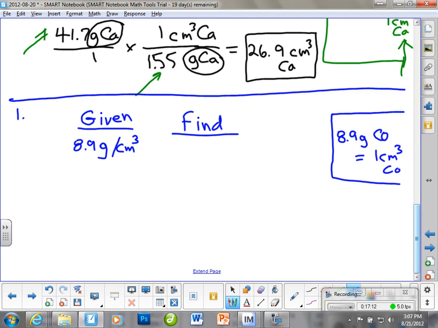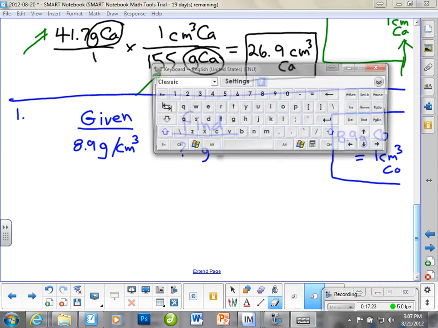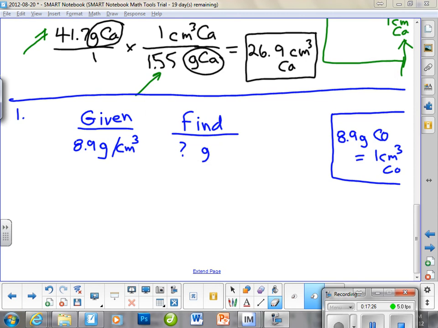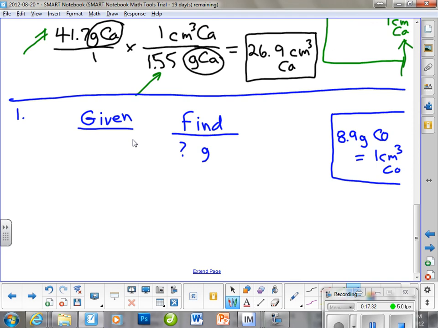What are we supposed to find? The mass. And I'm sorry, I put that density over here, and that should not be the density. What's the given? 24. Boy, I'm just not doing too well today. 24 cubic centimeters. Okay, great. How do we start? 24 centimeters cubed over 1.